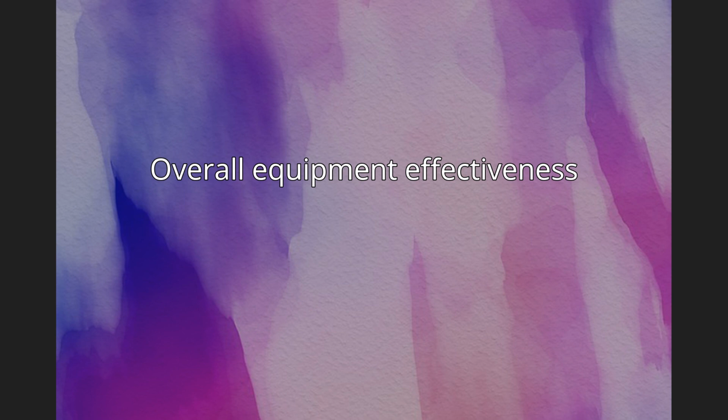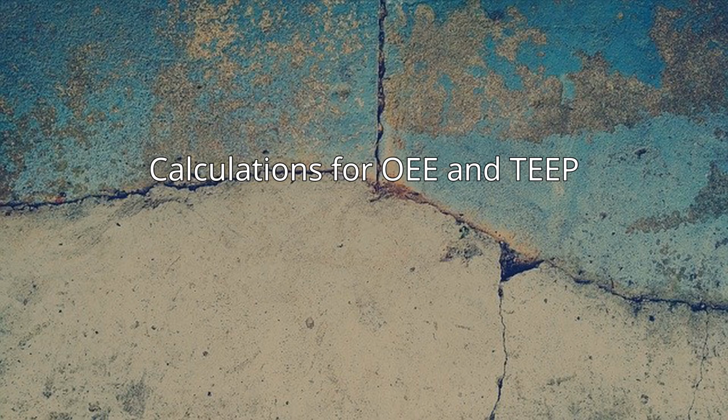OEE can be illustrated by a brief discussion of the 6 metrics that comprise the system, the 6 big losses. Calculations for OEE and TEEP. The OEE of a manufacturing unit is calculated as the product of 3 separate components: availability, the percentage of scheduled time that the operation is available to operate, often referred to as uptime; performance, the speed at which the work center runs as a percentage of its design speed; and quality, good units produced as a percentage of the total units started. It is commonly referred to as the first pass yield (FPY).